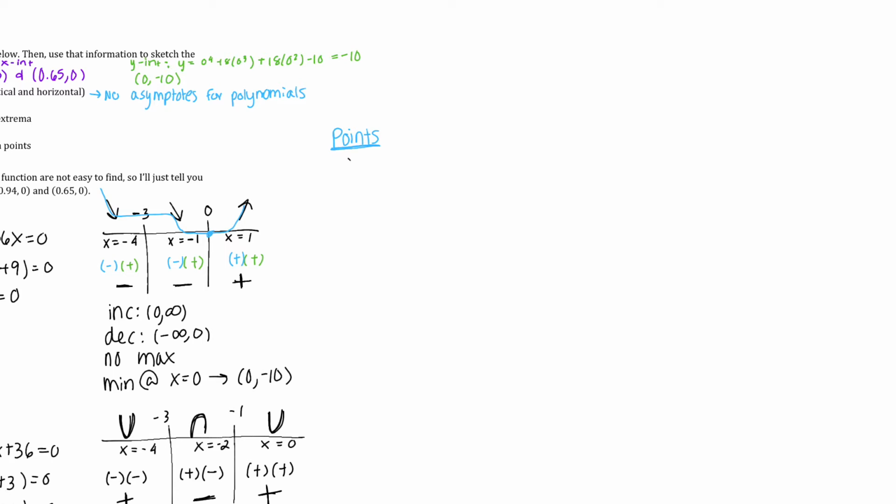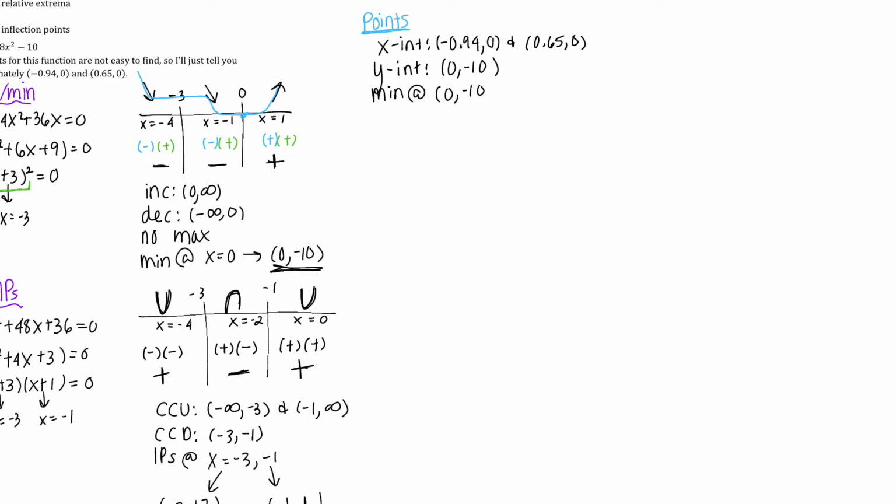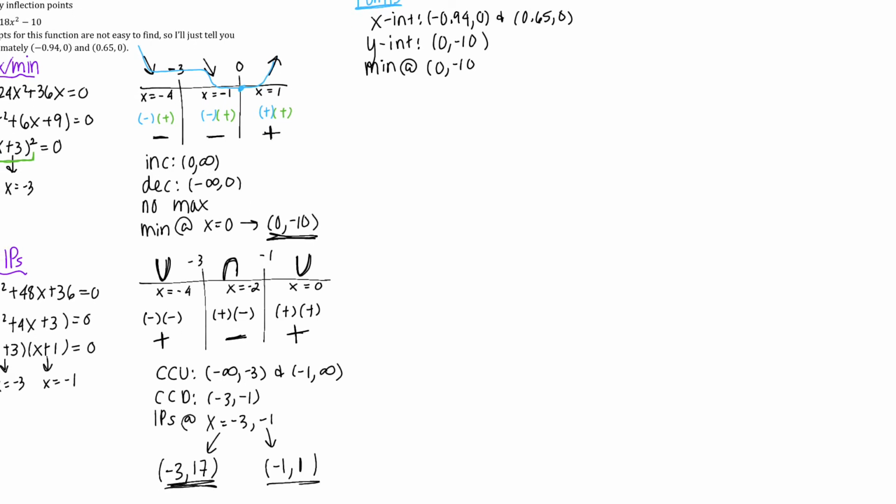we know that we have x-intercepts at negative 0.94, 0, and 0.65, 0. We have a y-intercept at 0, negative 10. And then for the maximum, or there's no maximum, for the minimum, we have the point 0, negative 10. And then the other points we have are these two down here, which are inflection points. So at negative 3, 17, and negative 1, positive 1. So those are the points that we have to plot.